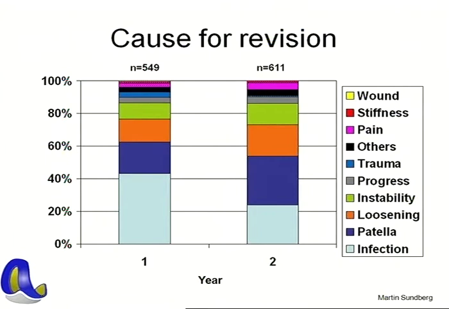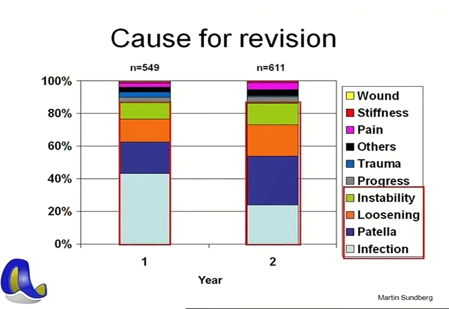And if you look at the same for revision, you can see the number is quite equal, so you have about the same number of revisions between the first and second year, but the relative distribution changes between the first and second year. You have fewer infections the second year, and patella problems and instability increased during the second year.